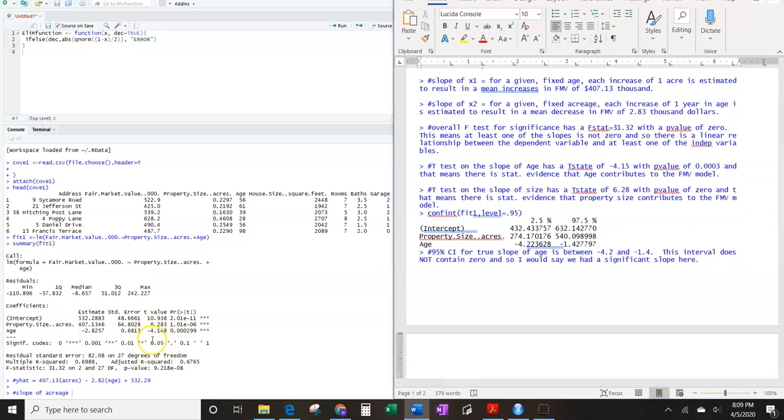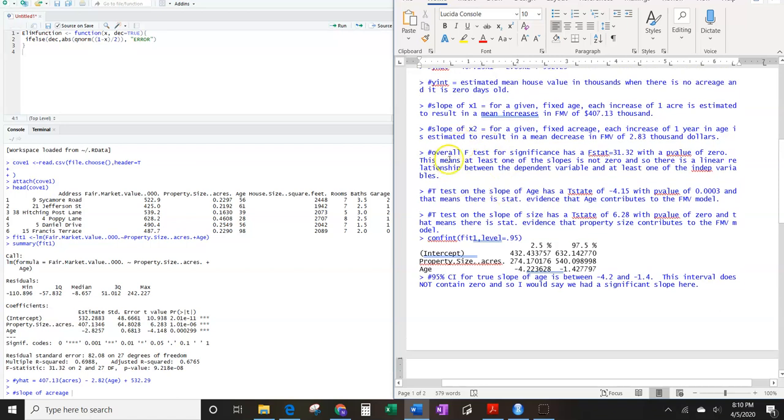Well, then we go to the t-test right here on each slope separately, the t-test and the p-values for each of the slopes. So the t-test for age, t-value is negative 415 with a p-value, well, as you can see, 0.0003. And this means we have evidence that age contributes to the model, and the t-stat on the size is even smaller p-value, and that means we have evidence that property size contributes to the model.